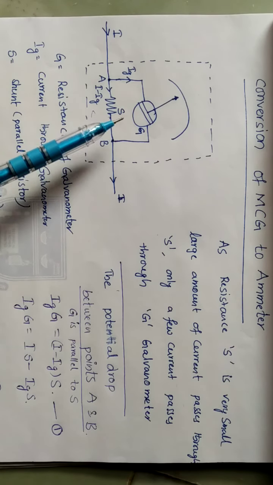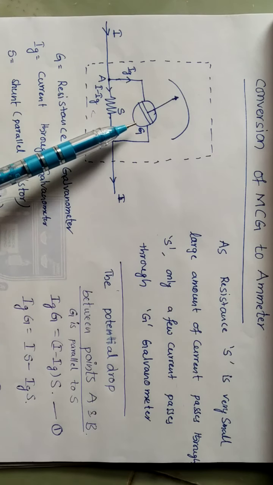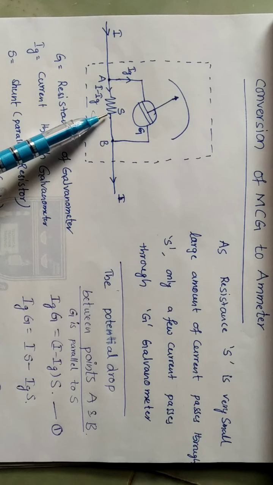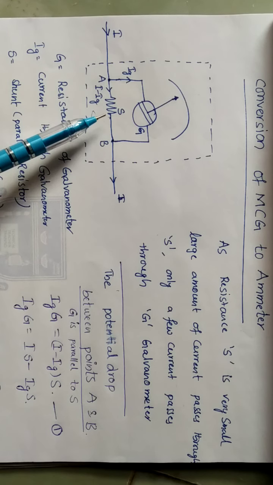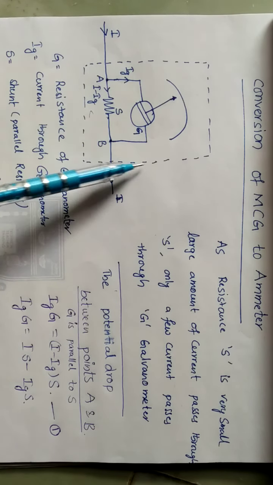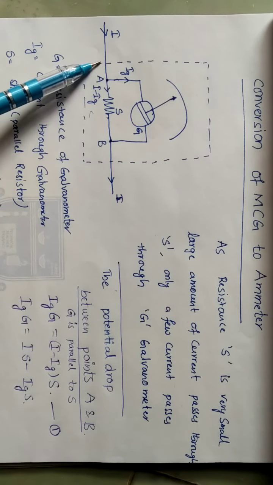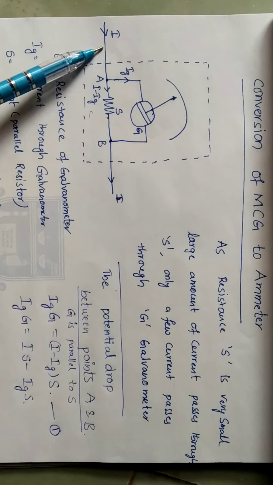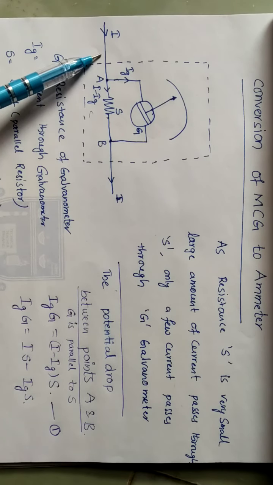The typical diagram shows a moving coil galvanometer and a parallel resistor, which is called a shunt, and the value of S is very small. Now I'll explain the total circuit. This is the current I which is incoming, the current in the circuit which we want to measure.